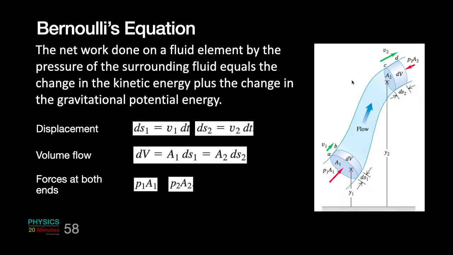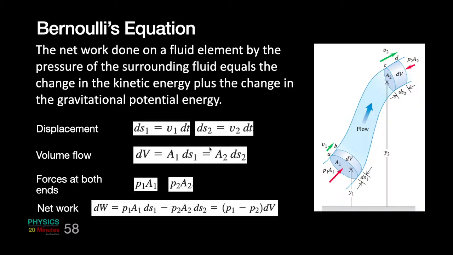and at both ends the forces are going to be pressure into area. So here P1 A1 and here P2 A2. So the net work that will be done by the external forces is going to be the difference in these forces multiplied by displacement, force into displacement. Once you do that, these forces are P1 A1, displacement is ds1, P2 A2 ds2.